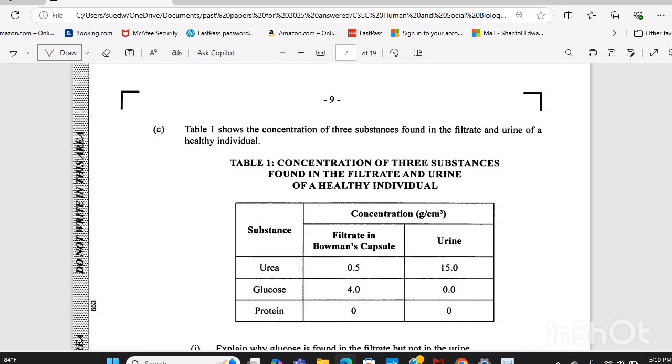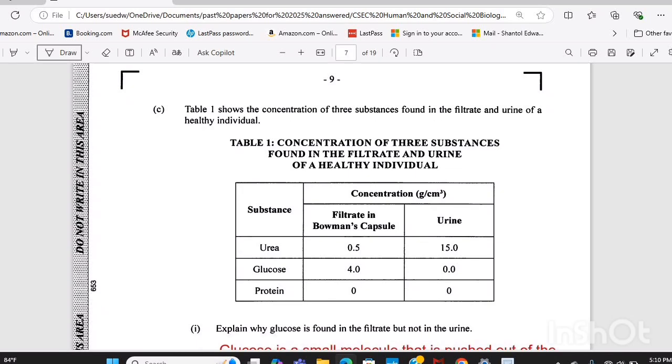In the urine, the urea was 15 grams per centimeter cube. There was no glucose and no trace of protein. So we must remember that the filtrate is the substance which is moving throughout the nephron, and at the end stage, it becomes urine after multiple processes would have happened. So the filtrate is there before it becomes urine. All right, so make a note of that.